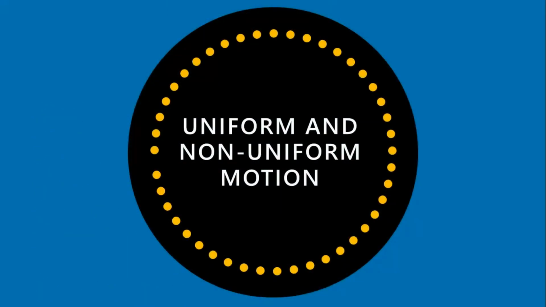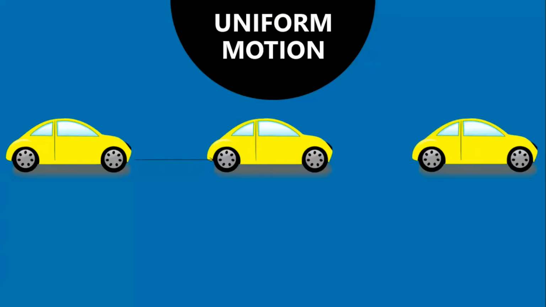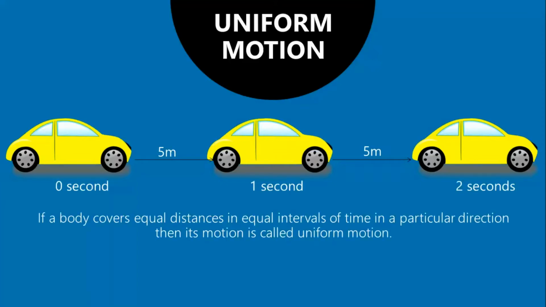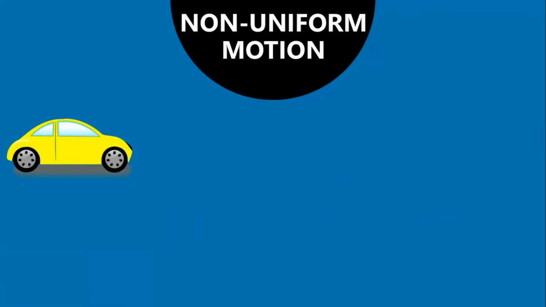Now let's start our new topics. First, it is uniform and non-uniform motion. Uniform motion. Imagine there's a car moving, and we click some photos at a time period of 1 second, and we noticed that it covered first 5 meter and then also 5 meter at an interval of 1 second. So, if a body covers equal distances in equal intervals of time in a particular direction, then its motion is called uniform motion.